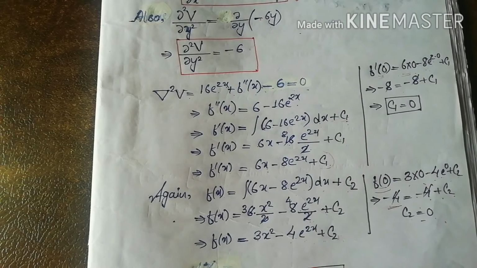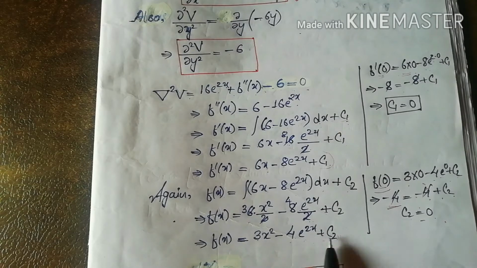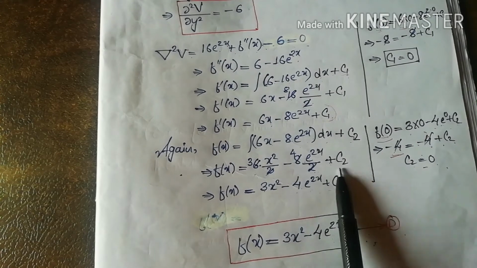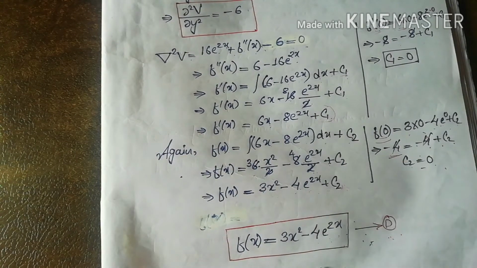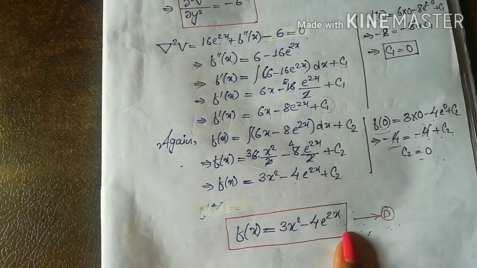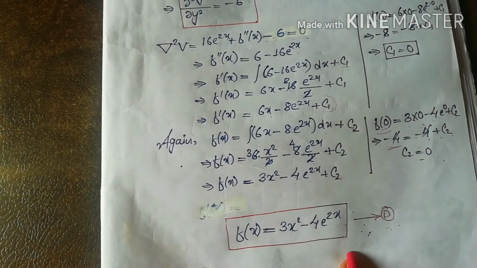Then the value of f x is equal to what? 3x square minus 4 e to the power 2x. This is the function. Since c2 is equal to 0 and c1 is also equal to 0, we get the function f x is equal to 3x square minus 4 e to the power 2x. This is f x. So the correct option is option D.